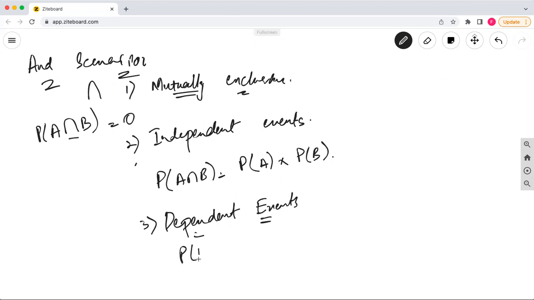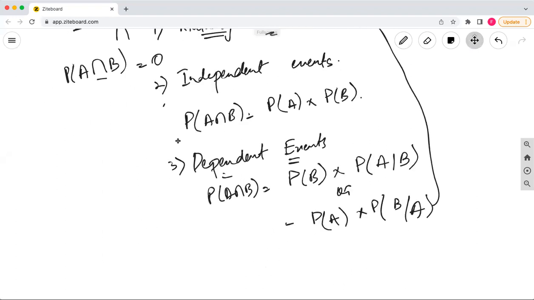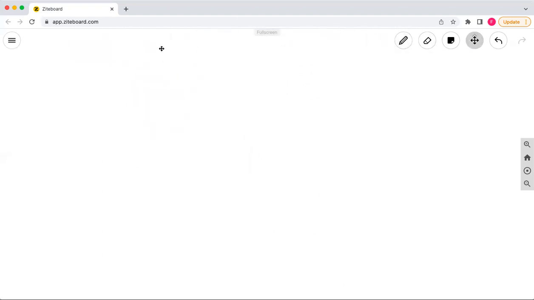if I say the probability of A and B, this will be equal to probability of B into probability of A given B, or I can say probability of A into probability of B given A, right? With practice, you will understand what exactly these are. Okay, so now let's discuss a very important and highly tested topic, which you will usually see in the exam if you perform well in the first sections.